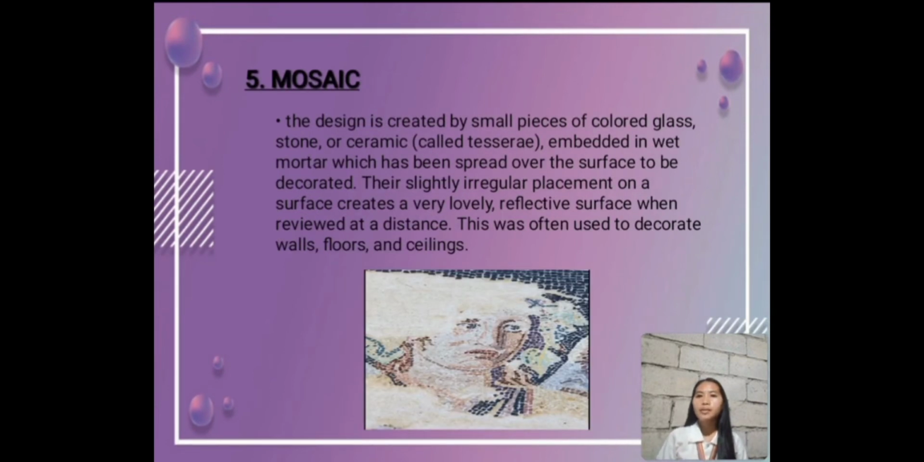Next, the mosaic. The design is created by small pieces of colored glass, stone, or ceramic called tesserae embedded in wet mortar which has been spread over the surface to be decorated. Their slightly irregular placement on a surface creates a very lovely, reflective surface when viewed at a distance. This was often used to decorate walls, floors, and ceilings.